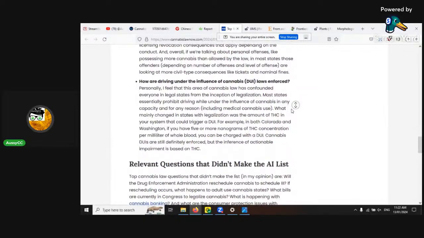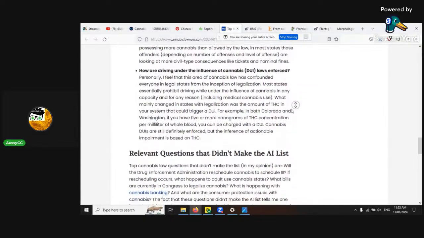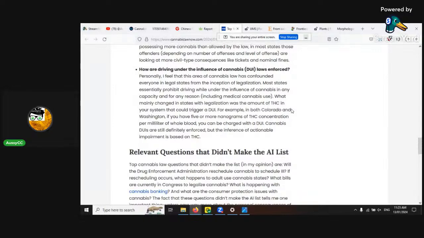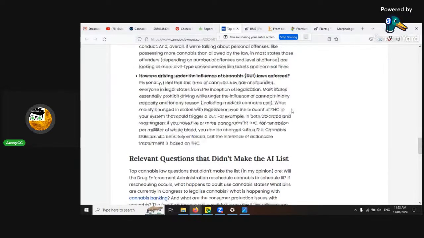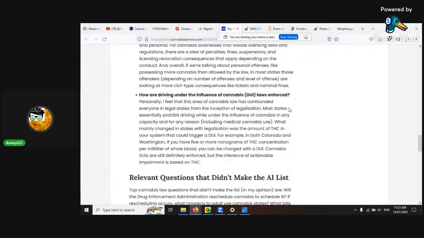How about driving under the influence? Well, in Tasmania and Victoria, I think you can do it now. But everywhere else in Australia, you're stuffed. You'd lose your license for 6 months if you got caught.